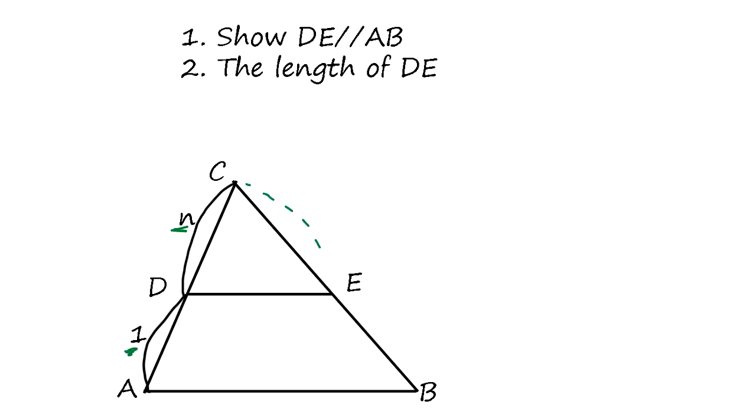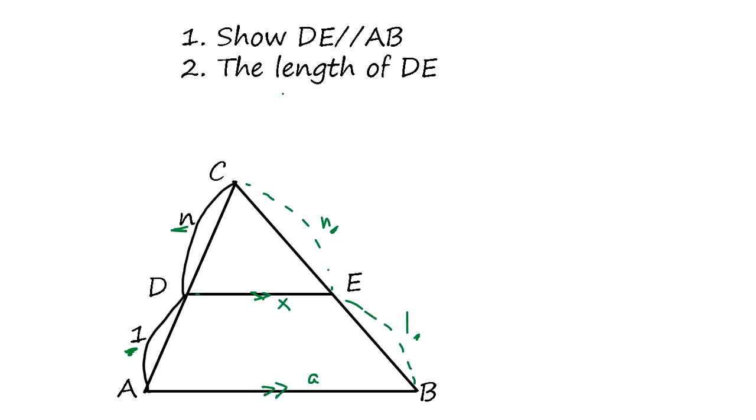Same here, n to 1 ratio. This n doesn't mean the length is n, it's the ratio n to 1. Then show this is parallel to this, and also the lengths. Find out the length when this is a. What is the length here?